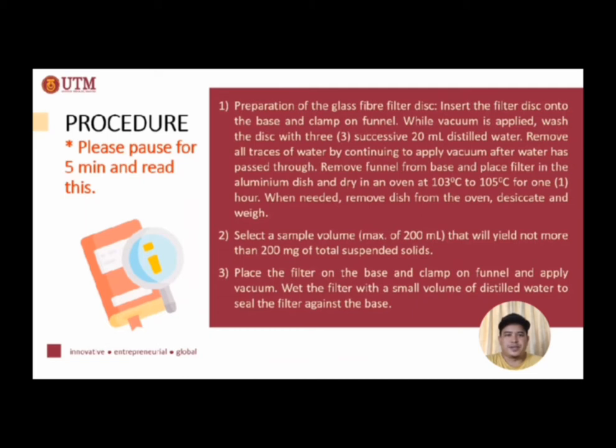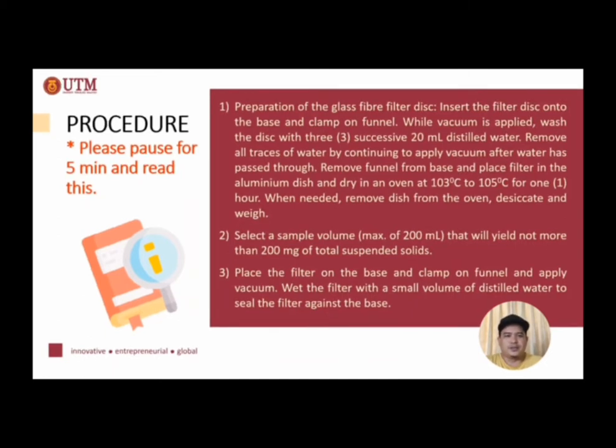Second step, select a sample volume, maximum of 200 ml, that will yield not more than 200 mg of total suspended solids. Third step, place the filter on the base and clamp on the funnel and apply vacuum. Wet the filter with a small volume of distilled water to seal the filter against the base.